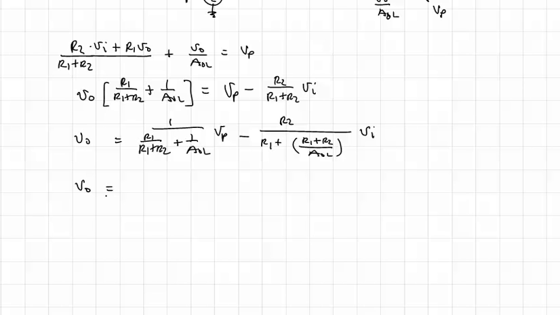Now we just need to clean this up a little bit. So we could multiply through on the first term by R1 plus R2 as well. So we'll have R1 plus R2 over R1 plus R1 plus R2 over AOL times VP minus, well, the second term I'm just going to rewrite.